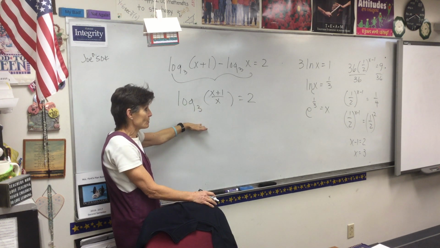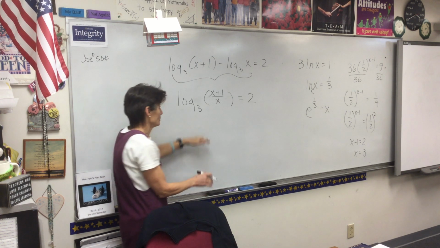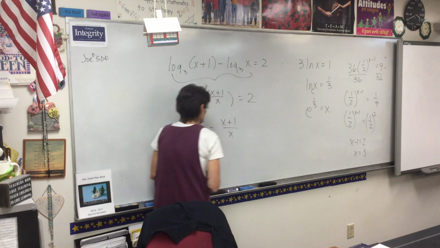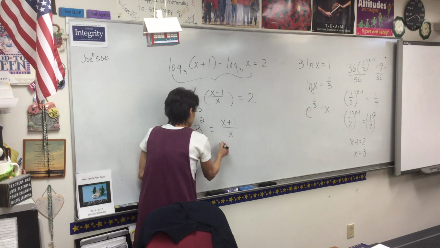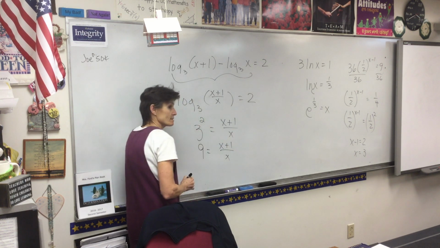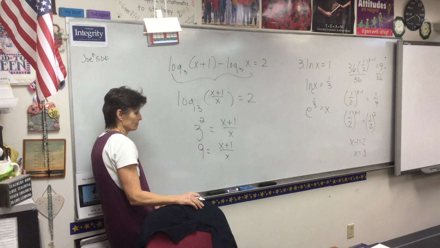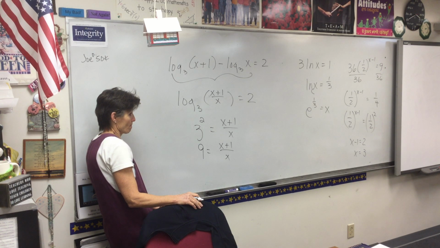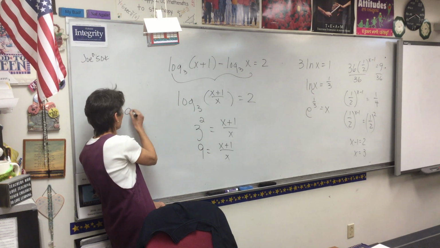Now, what do you do to get rid of this logarithm? Loop, loop, loop, de-loop. So 3 to the second equals x plus 1 over x. 9 equals x plus 1 over x. What do I do? Multiply by x.